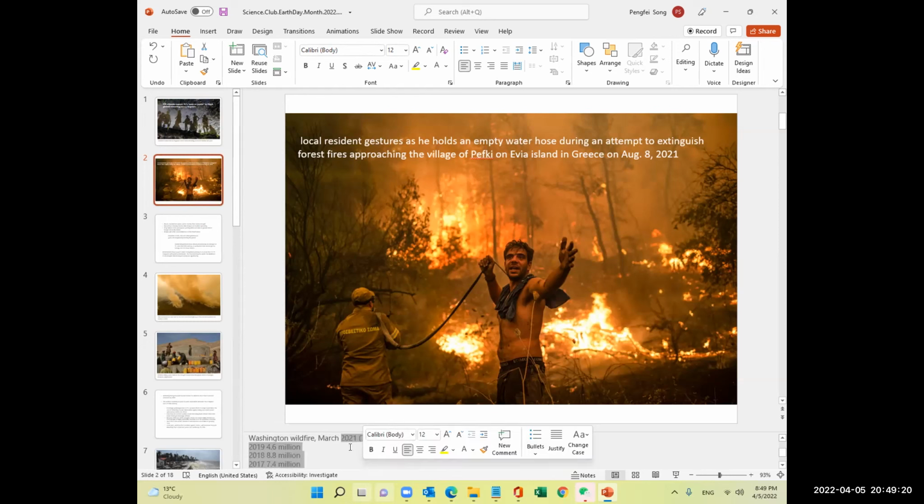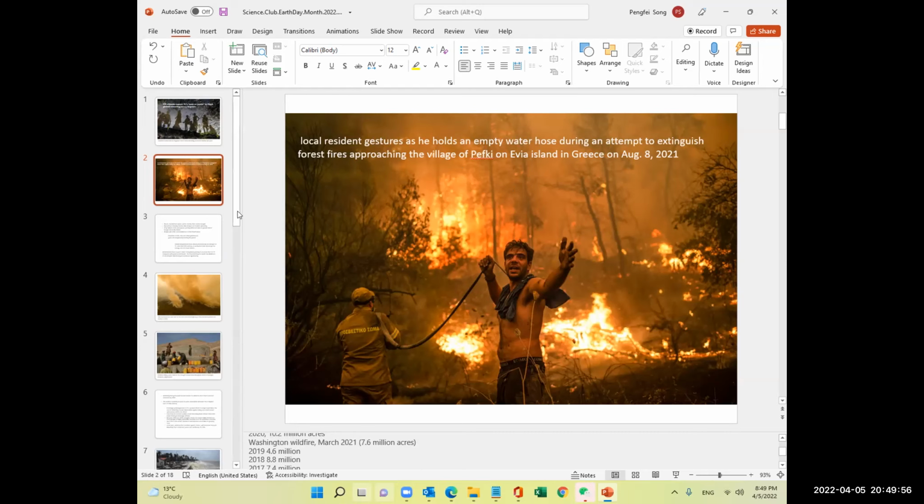In 2021, I think, this time last year, Washington State was burning so badly that the smoke traveled all the way to San Francisco. The people there could smell the fire. So in 2021 we lost 7.6 million acres, 2019 4.6, 2018 8.8. So as you can see, in fact, we're just losing more land each year.